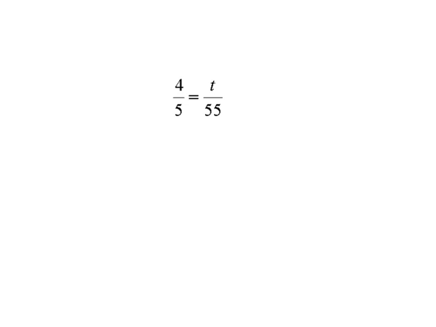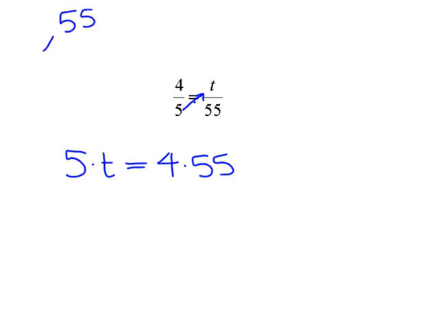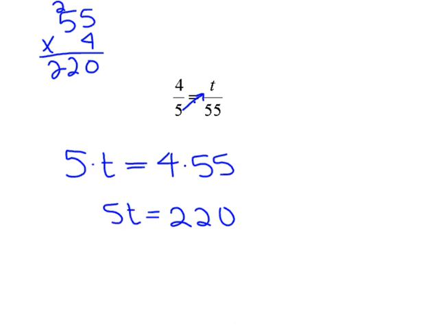Again, I have another problem here. I have t over 55 is equal to 4 over 5. Now I know that this is a proportion because they're equal to one another. So what I can do is cross multiply to find my answer. I can multiply my diagonals. So 5 times t is equal to 4 times 55. To simplify, I have to multiply. So 55 times 4, 5 times 4 is 20. That gives me 220 is equal to 5t.